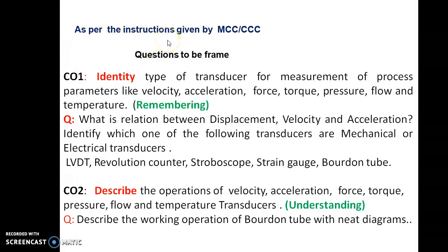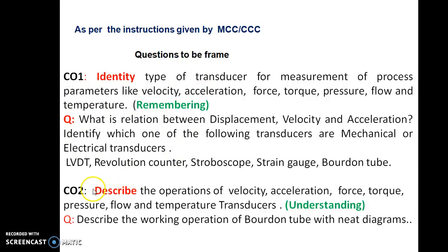Now, as per the discussion and instruction given, as module coordinator and course coordinator, we have to set the questions which reflect the COs. For example, I have given this CO: identify the type of transducer for measurement of various process variables. Now I will give you a single remembering question. I will ask direct questions: what is the relation between displacement, velocity, acceleration? And I give a list, and he will pick which of the following transducers are mechanical and electrical. So this is a very, very basic level. This question is very strongly correlated to this CO.